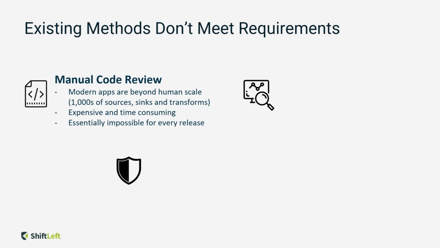In applications today, there are thousands of these sources, sinks, and transforms, and it's literally impossible to go in and evaluate all of them. Imagine you could do it once, but this is not something you could do for every single release. As I said, you're doing multiple releases a day, so this is not a scalable model for every release. It's expensive, it's time consuming, and it requires a lot of manpower to accomplish.